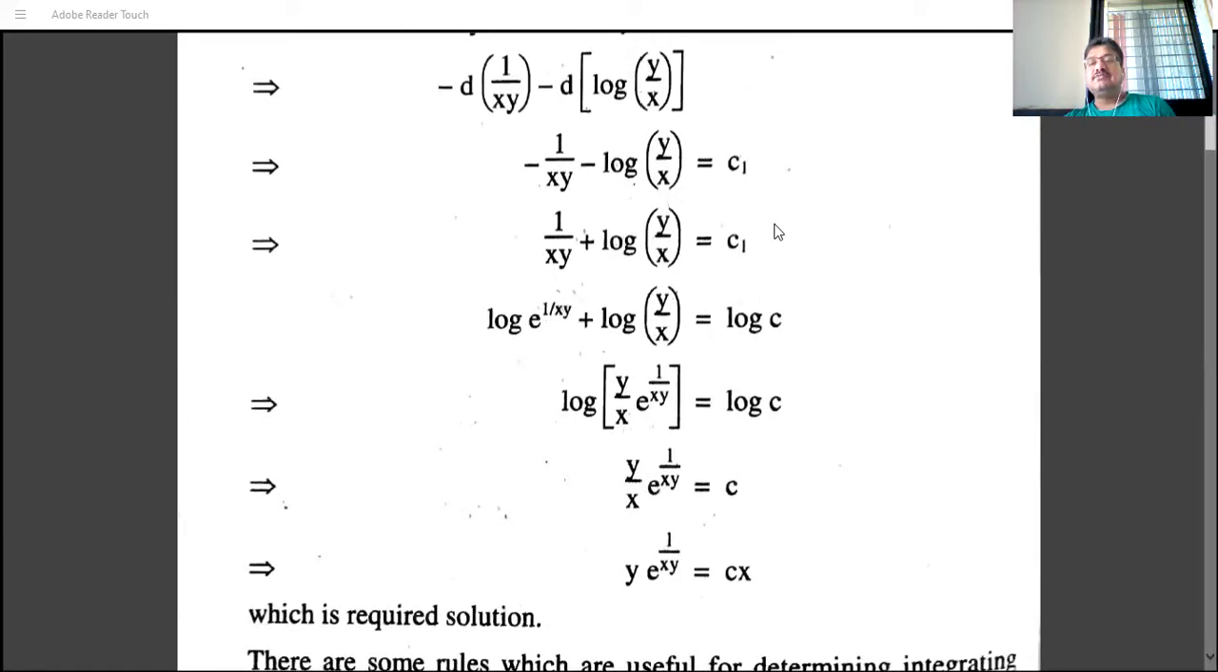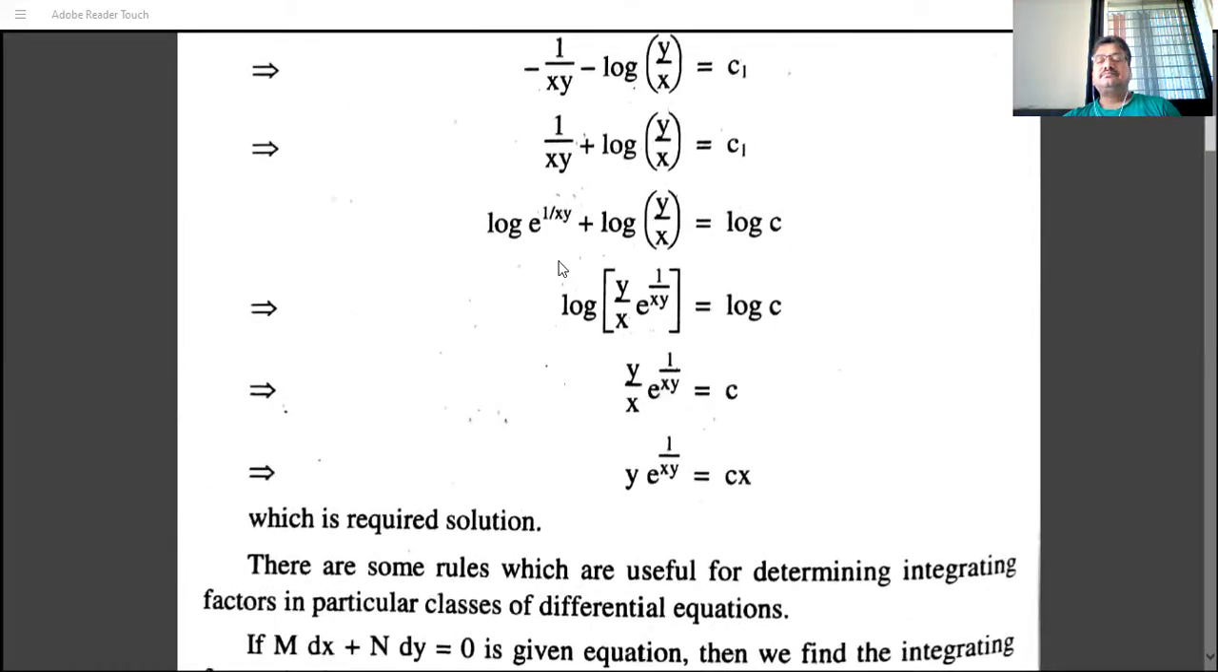Throughout, cancel the negative sign. So we have a new constant, c1 dash, taking minus c1 dash as c1. Throughout change the sign, and then log e raised to 1 by x into y plus log y by x is equal to log c. So we can write this as log e raised to 1 by x into y. So what is the simplification of this?